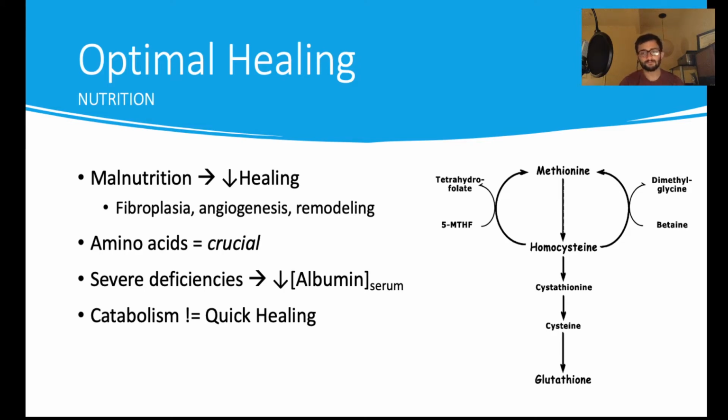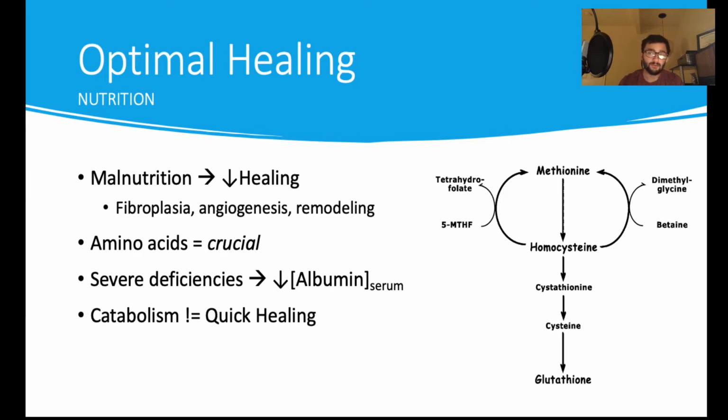So the next piece, just another thing to note, is that severe deficiencies can cause decreased albumin in the serum. So we can use albumin to gauge a person's nutrition and their nutritional health in the context of healing, at least. So when the serum albumin falls below 2 grams per deciliter, we start to really see a prolonged inflammatory phase with all the things we saw above, including decreased fibroplasia, decreased angiogenesis, and decreased remodeling. But in addition, we have issues with collagen synthesis.